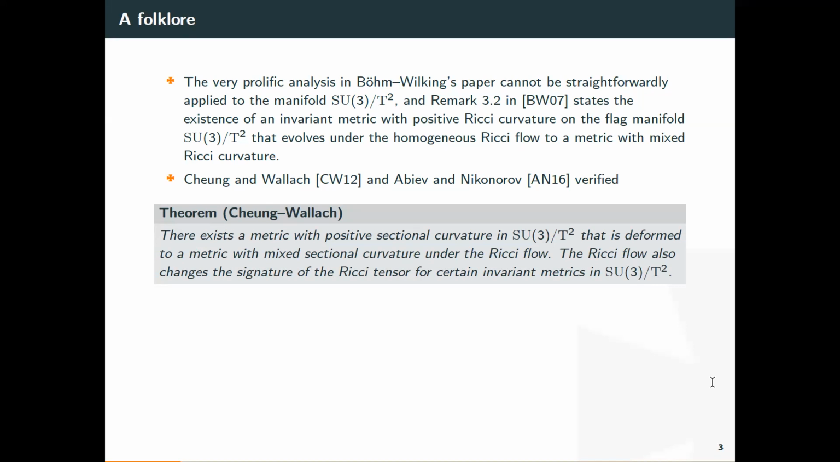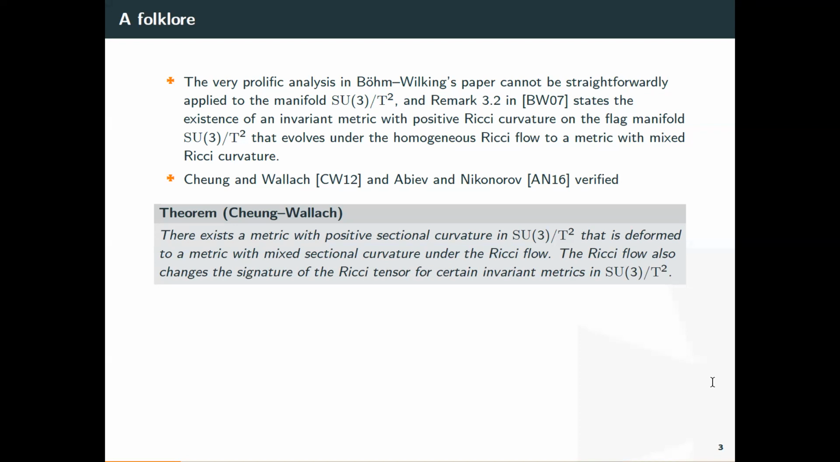To be more precise, Zhang and Wallach proved that there exists a metric with positive sectional curvature on this Wallach flag manifold that is deformed under the Ricci flow to a metric with mixed sectional curvature. More interesting, as you're going to see, I'm going to talk about different notions of intermediate curvatures. The heat flow for the same metric that they show enjoys the property that the signature of the Ricci tensor changes sign. Recall that the Ricci tensor is a symmetric tensor, and indeed in the homogeneous case we can diagonalize it very nicely. The signature changes under the Ricci flow.